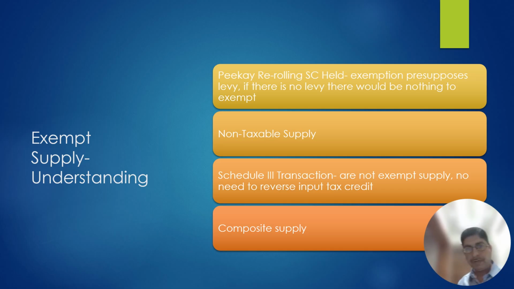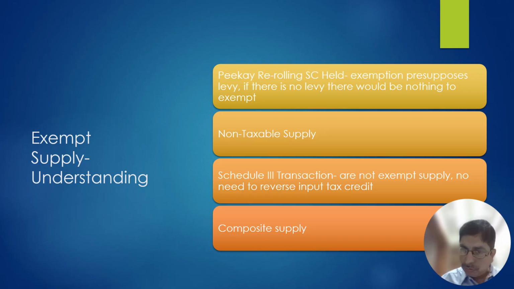Now coming to the last part, which is schedule 3 transactions. Schedule 3 transactions are not an exempt supply. You should not make the mistake of saying that non-taxable supply is exempt supply, so schedule 3 transactions are also exempt supply. No, schedule 3 transactions are neither supply of goods nor supply of services. Non-taxable supply is still a supply, but schedule 3 transaction is not an exempt supply. It won't come even within the purview of being considered as supply.